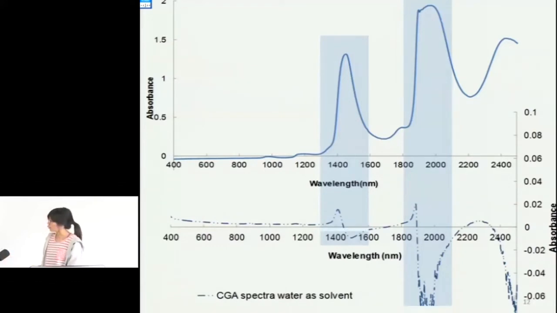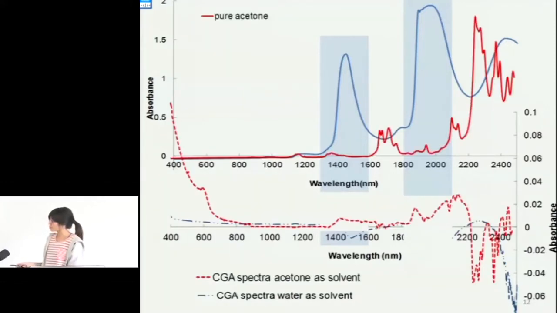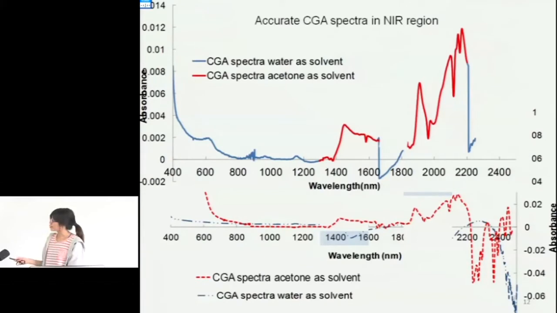So I removed these two regions and replaced them using the CGA spectrum I get from using acetone as a solvent. Then I get the accurate CGA spectrum. And because after 2,100 nanometers, both acetone and water have strong absorption, after this wavelength, I removed the data.